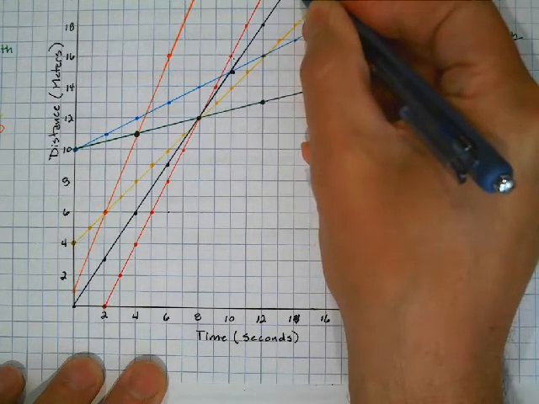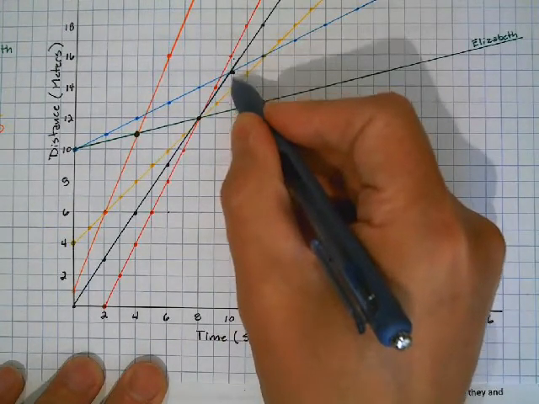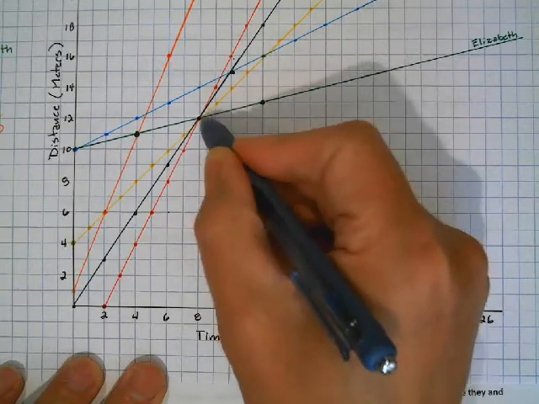So I went over 2. Up 3 over 2. Okay, now to find our y-intercept, we can go down 1, 2, 3, and over 2.